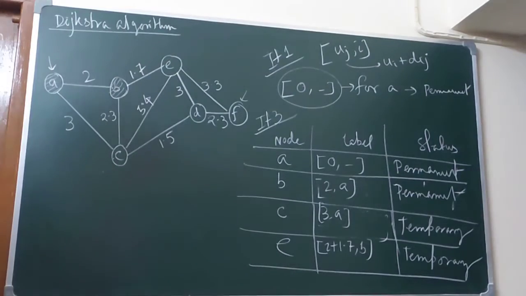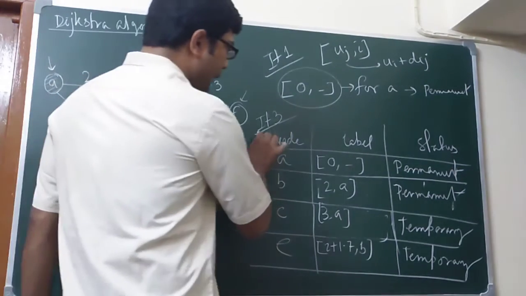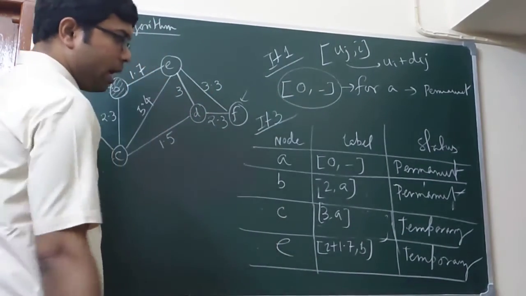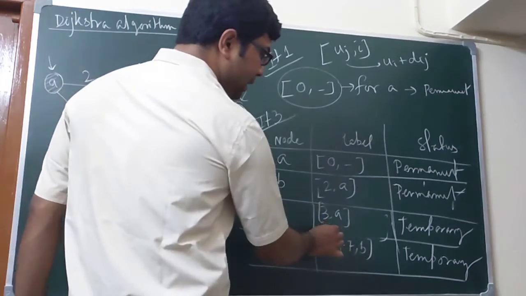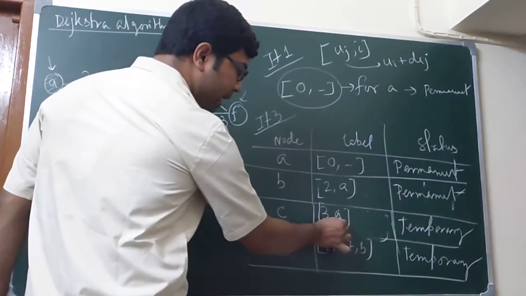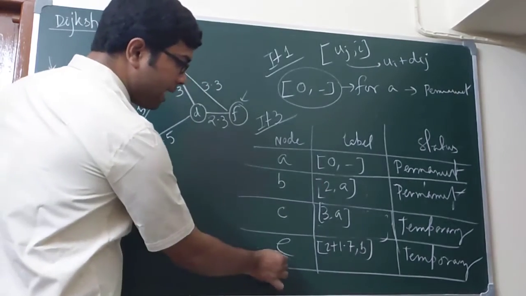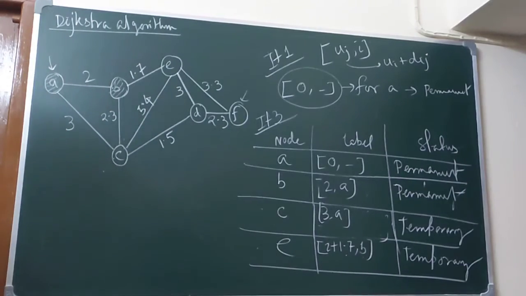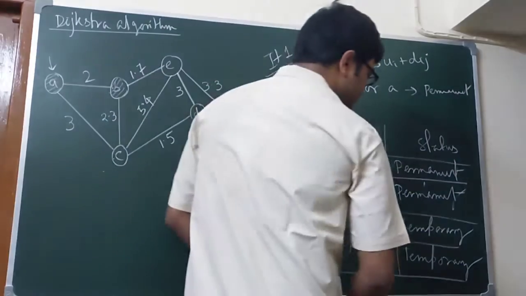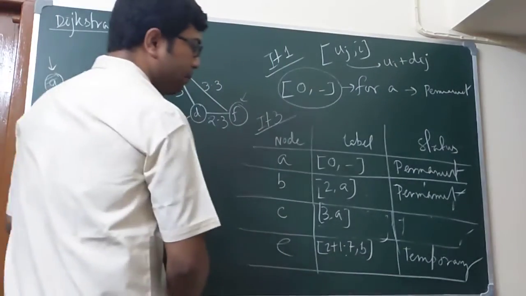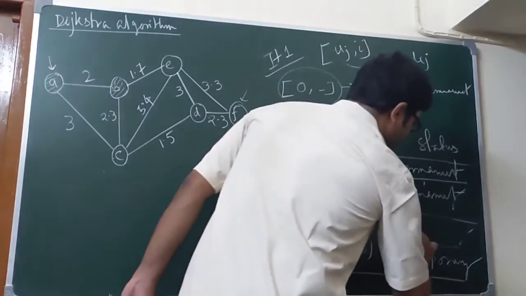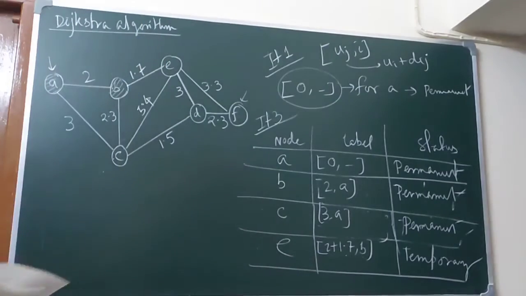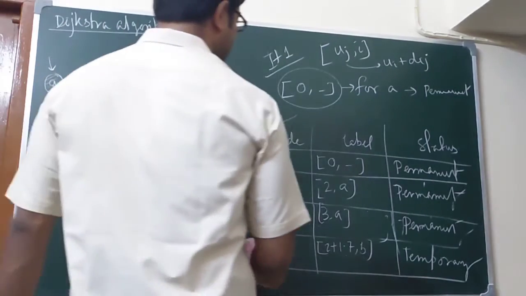Now after iteration 3, there are two temporary nodes, C and E. C has the value 3A, that is, C can be accessed directly from A with cost 3, and E can be accessed from B with cost 2 plus 1.7, which is 3.7. Which one is smaller? This one is smaller. So we make the temporary status of node C permanent. Next, iteration 4.